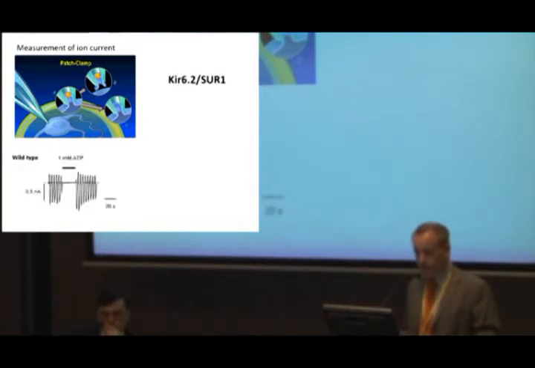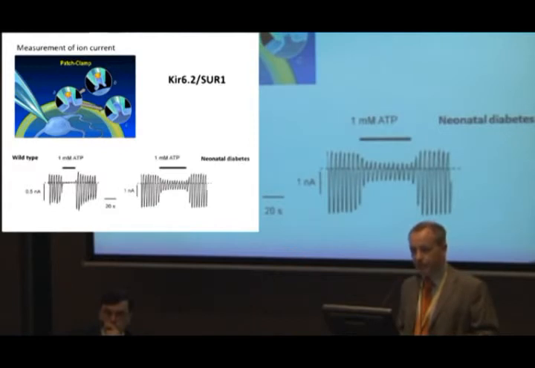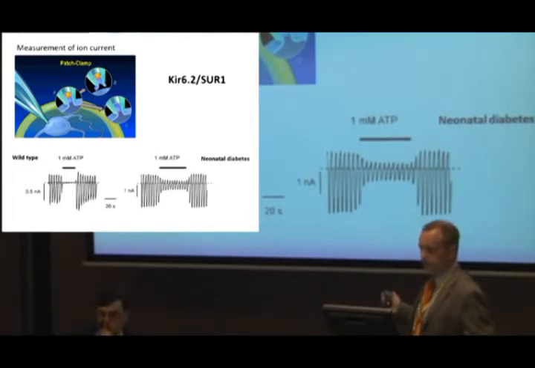We can measure this ion current using patch clamping. In wild type, in normal conditions, we can close this potassium channel in vitro using some concentration of ATP. Unfortunately, among the patients with neonatal diabetes, this ATP can't close the potassium channel, and the current is still present, as you see here.